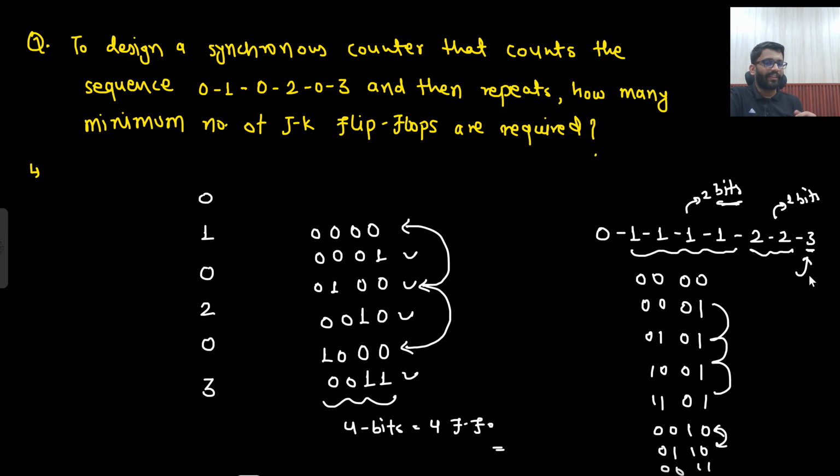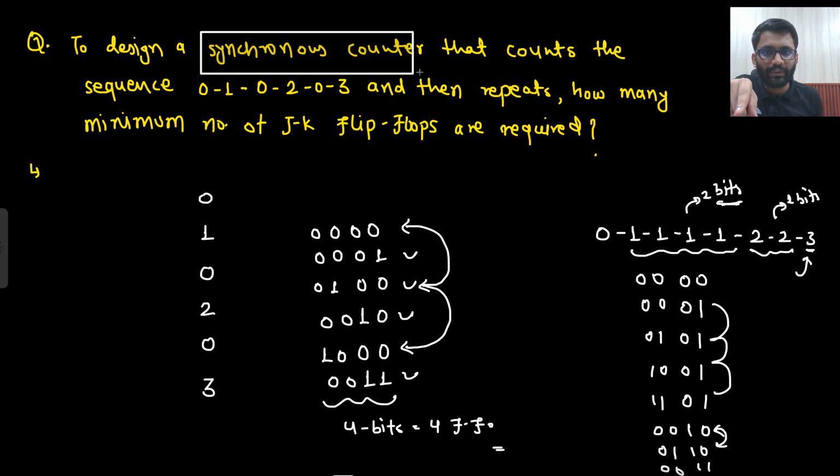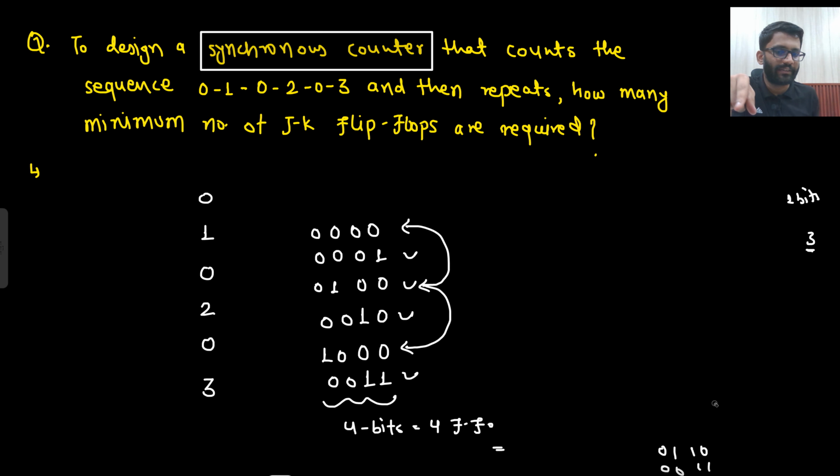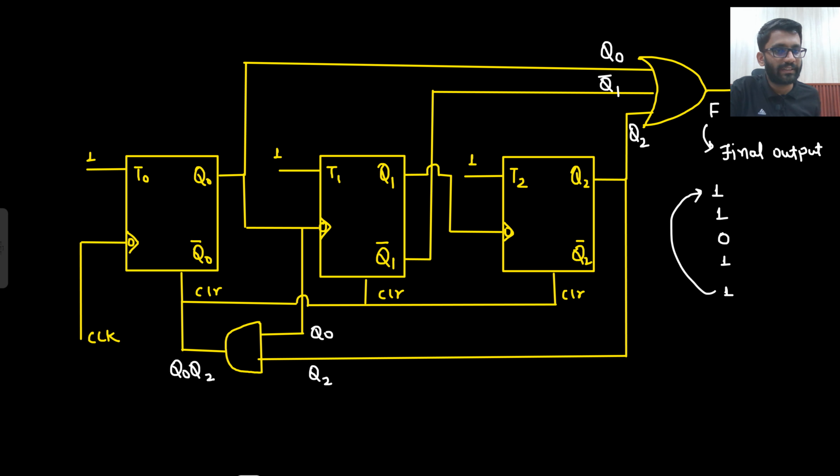Now you need to differentiate 1 1 1 1. So 2 bits, 2 bits, 2 bits, 2 bits. All these are done using a synchronous counter. So that's the thing. In a synchronous counter, what do we do? We generate the states and then we design the counter. But using asynchronous, what is the scene?